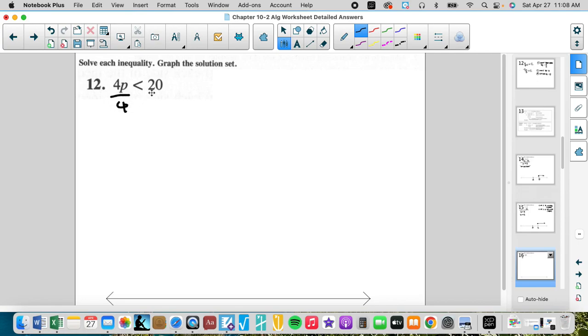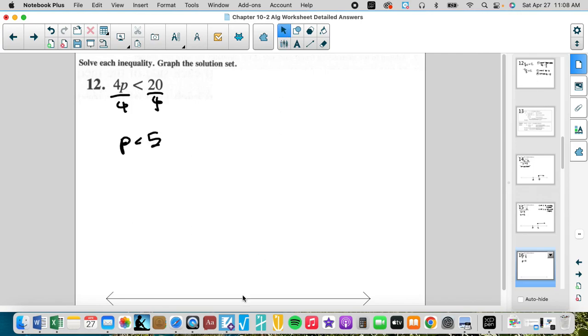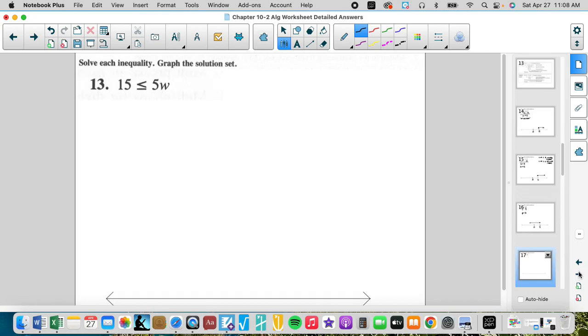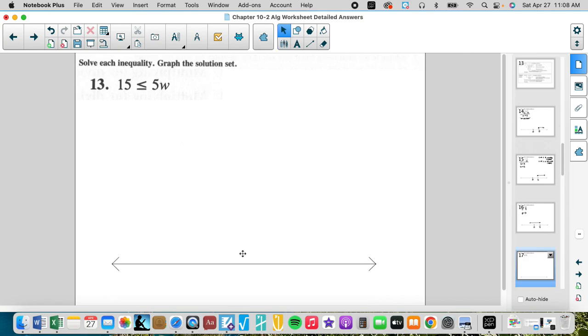So let's divide by 4. Inverse of multiplying by 4 is dividing by 4. So we get p is less than 5. We have this silly graph that I put too low. 0, 5. Open or closed is going to be open. My solutions are less than 5. If you use this technique, it will be very, very easy for you to get all these problems right.